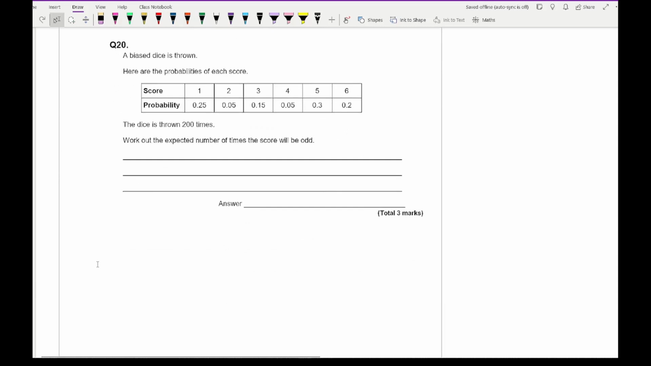For question 20, it says that a biased die is thrown. Here are the probabilities of each score. The die is thrown 200 times. Work out the expected number of times the score will be odd.